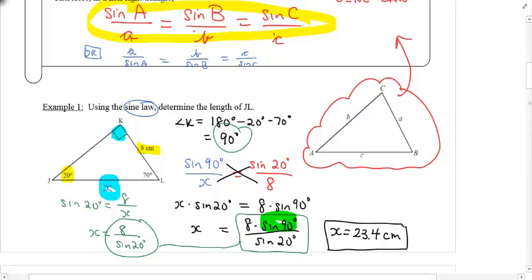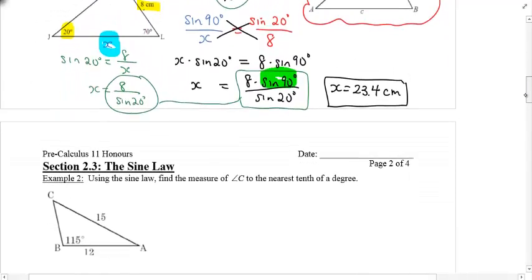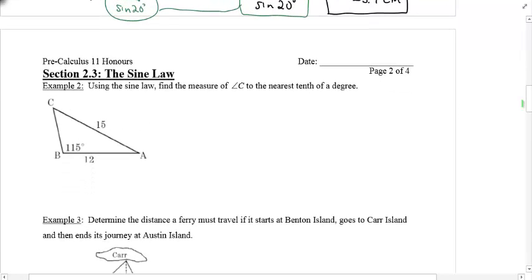Let's turn the page and let's try a few more examples, okay? Here's example number 2. I'm asking you this time to use sine law to find the missing angle. In this case, the angle I'm looking for is angle C. So once again, I'm going to try to look for C, and its corresponding side must be 12. Do I have another angle and its corresponding side? I sure do. I've got B and its side length of 15. So I think I'm set.